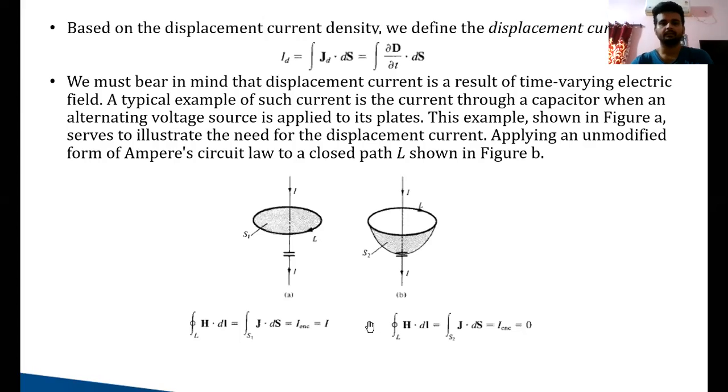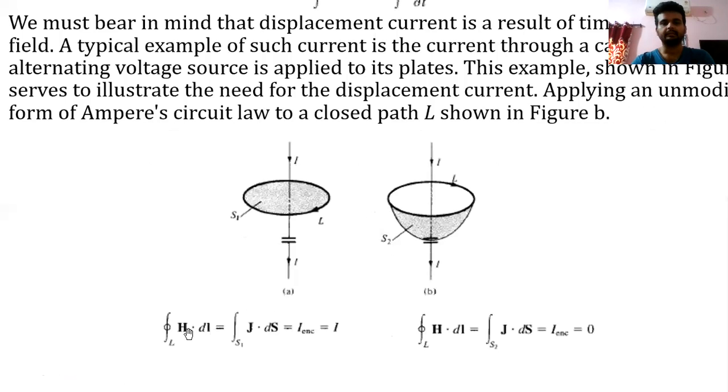Here also Ampere's law is applicable. H dot dl equals J dot ds equals I enclosed equals I. In this case, for figure B, H dot dl equals J dot ds equals I enclosed equals 0.